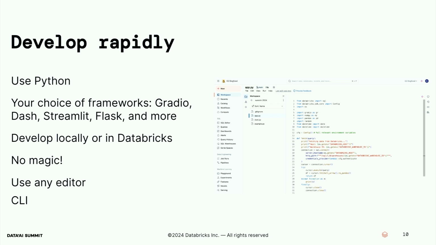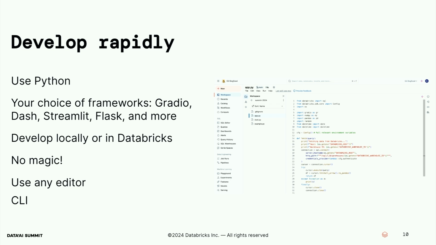The nice thing about being able to develop these applications in Databricks is that you can basically use Python, you can use your choice of framework. You like Gradio, fine, you like Streamlit, okay. You want to use Dash, fine. Whatever framework you want to use, you're pretty open in the choice that you have.